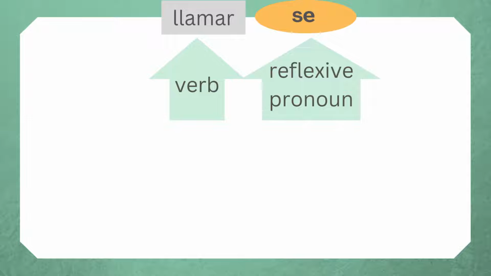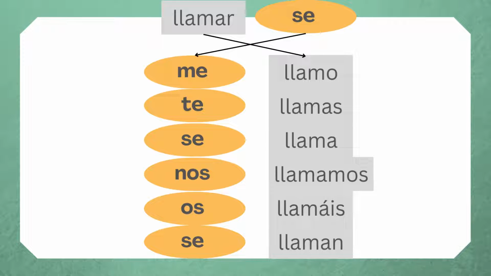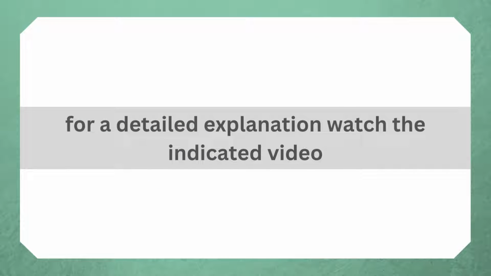The second step is to put the reflexive pronoun before the verb. The third step is to conform it to each person. And the last step is to take the verb llamar and conjugate it into its proper ending. If you have forgotten how the conjugation of AR verbs in Spanish is working, then watch the video indicated at the end of this video.